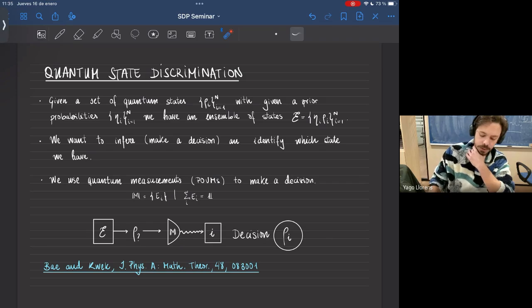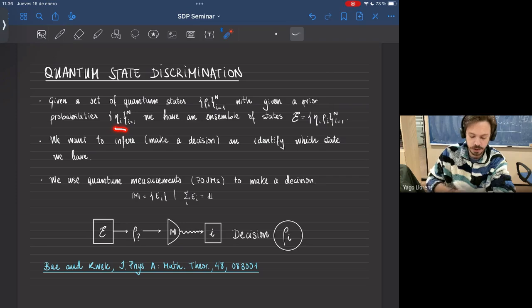Imagine that we have a set of quantum states, rho i, from 1 to n, with given prior probabilities, eta i, of having them. With this, we can define the ensemble of unnormalized states, eta i times rho i. Once we have one unknown state, we want to make a decision identifying which of these states we have.